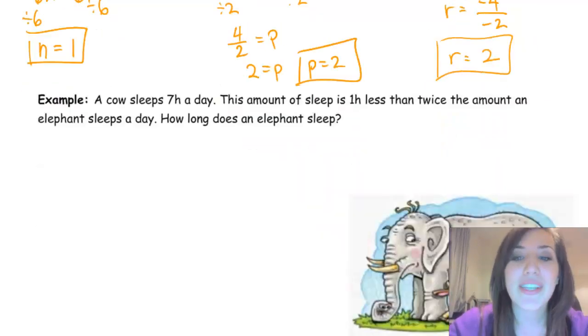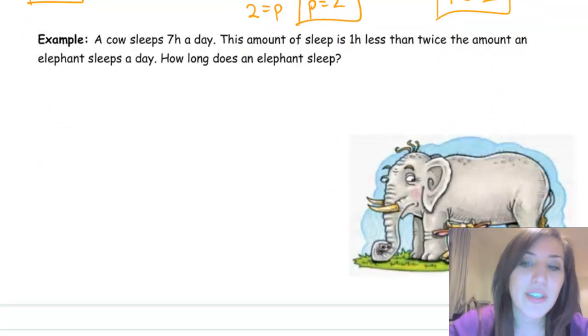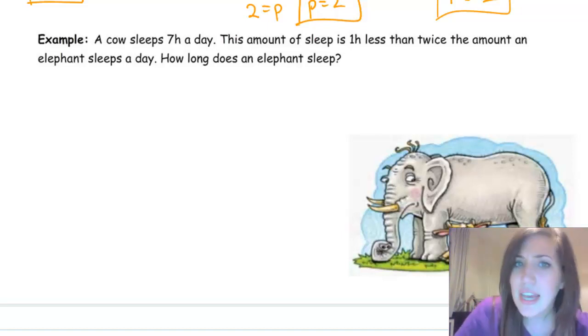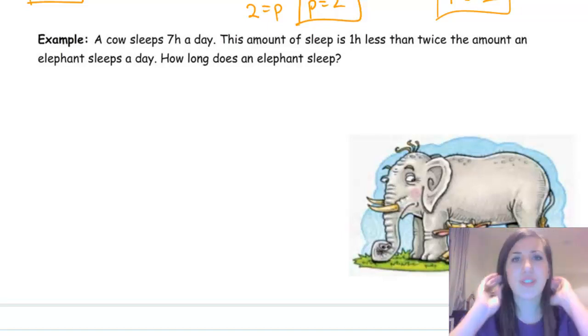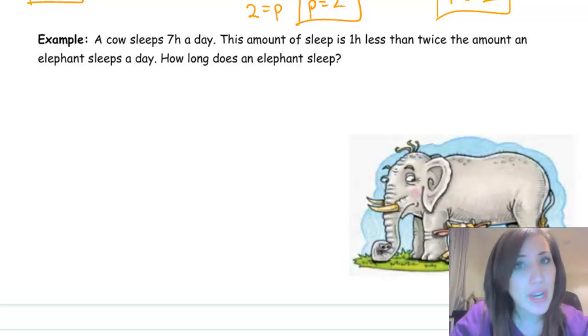Let's try a word example for fun. A cow here sleeps 7 hours a day. This amount of sleep is 1 hour less than twice the amount an elephant sleeps a day. How long does an elephant sleep? This seems really overwhelming at first when you just start reading it and you don't know what it's saying. So we need to make an equation out of these words.